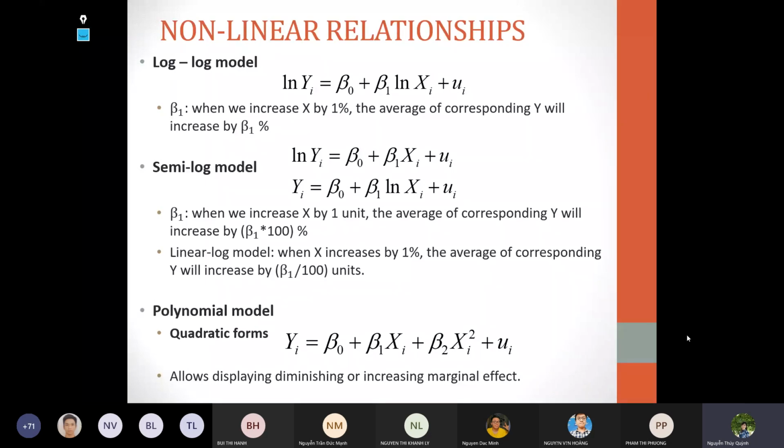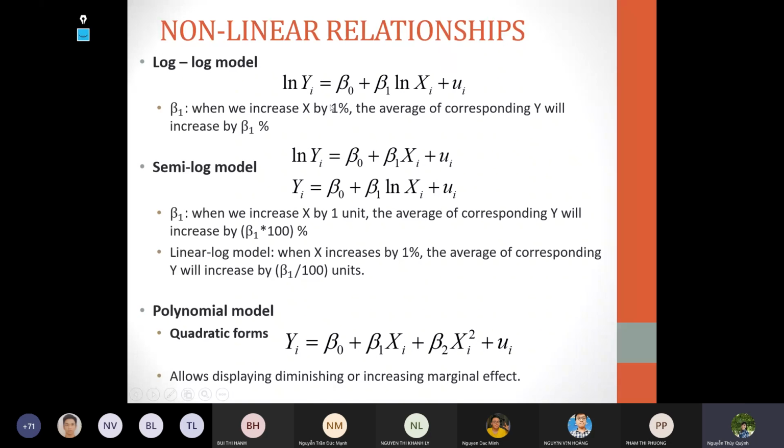But in economics and econometrics, we do not use logarithms to the base of 10. We use logarithms to the base of e, which is the natural logarithm of any number. So although we say log model, we are talking about the natural log of the number. That's why the log model has the following functional form.